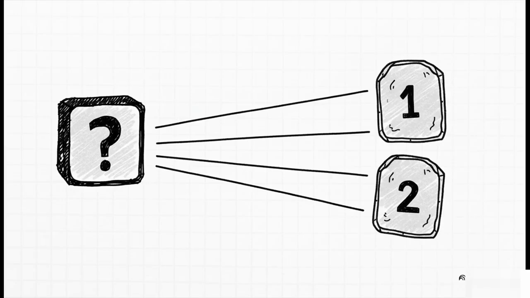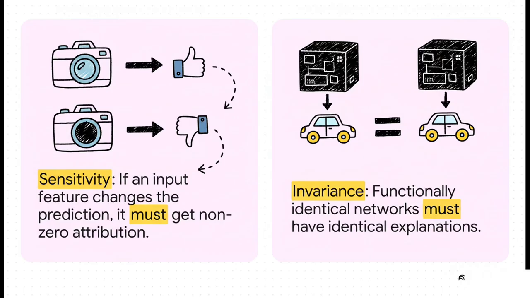Fundamental axioms that any explanation method has to follow. No exceptions. If you're going to claim you can look inside the black box, you have to play by these two rules. So rule number one is sensitivity. Basically, it says that if you change something in the input, like say you Photoshop the lens off that camera, and the AI's prediction changes because of it, then that lens has to get some of the credit. Simple, right? If it makes a difference, it counts.